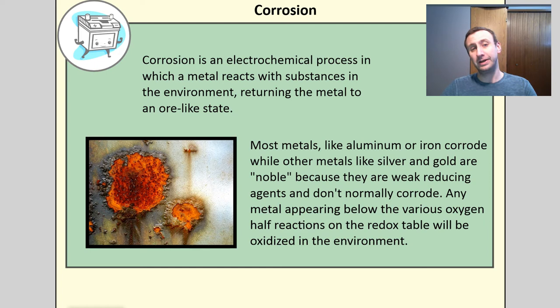So corrosion, like I have right here on the screen, is an electrochemical process in which a metal reacts with substances in the environment, returning the metal to an ore-like state. We're going to be focusing primarily on iron and the way that iron corrodes.